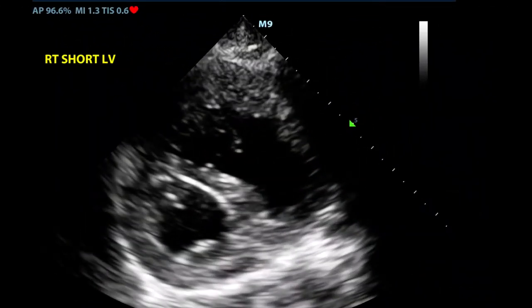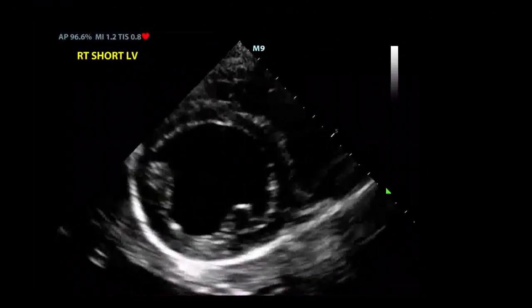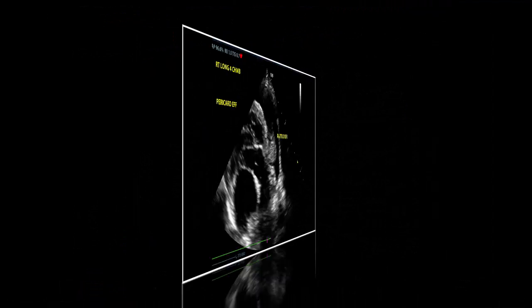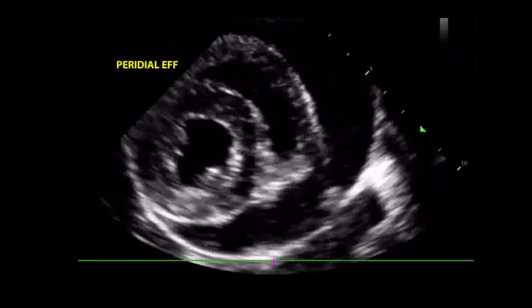So when performing cardiac ultrasound, evaluate both video and still images for size, shape, texture, echogenicity, structure, and contractility. The next blog will discuss the right side short axis M-mode view.